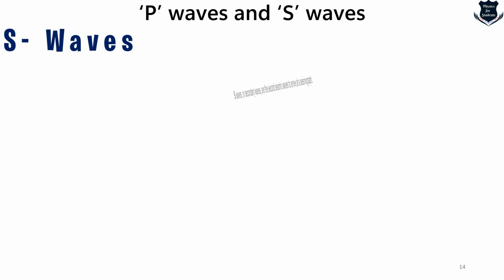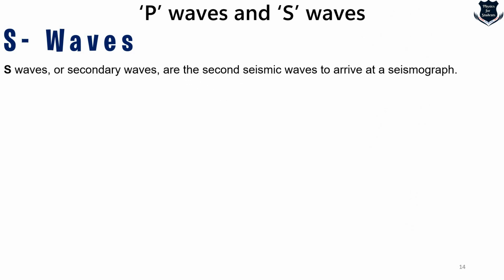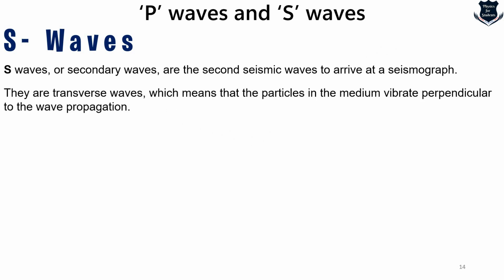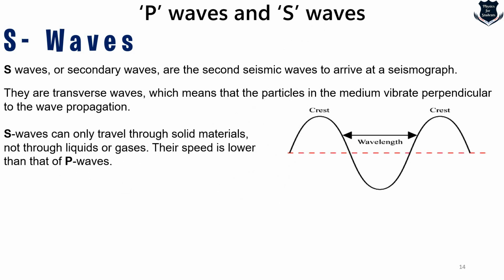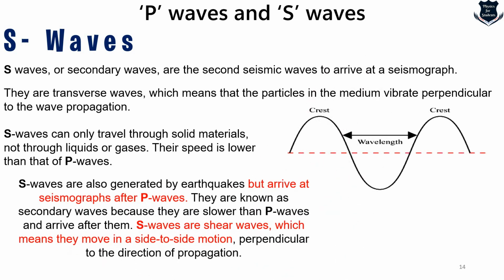Similarly, there are S waves, or secondary waves, which arrive a little bit late in a seismograph. These waves are transverse waves. We will also see what a transverse wave is. The particles in the medium vibrate perpendicular to the wave propagation, just opposite to the P wave vibrating along the x-axis. S waves can travel through solid materials, not through liquids or gases, and their speed is much lower than the P waves. S waves are generated by the earthquake, but they arrive late in the seismograph.